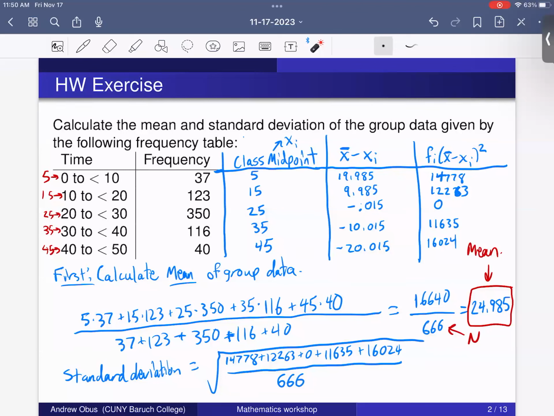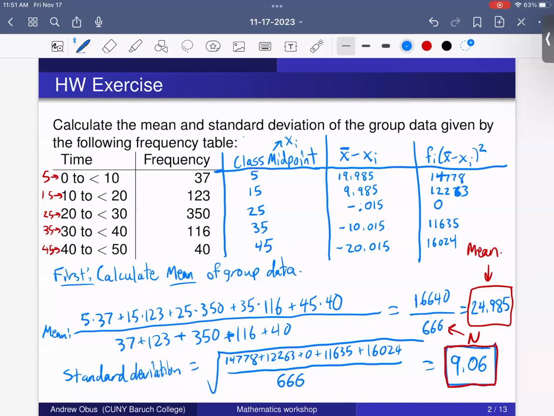Let me see that. And I get 9.06, exactly what Gabriel got. So that is very good. This comes out to be 9.06. Okay, let me box that in red. So this is the mean, and this is the standard deviation.